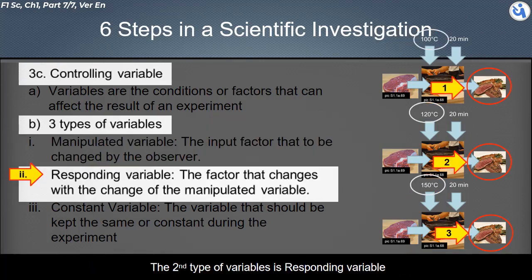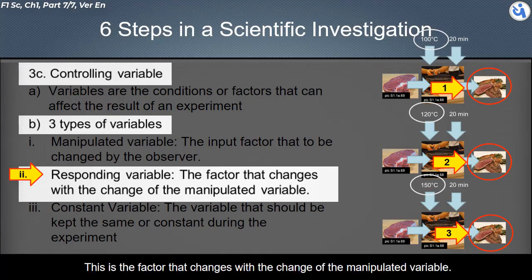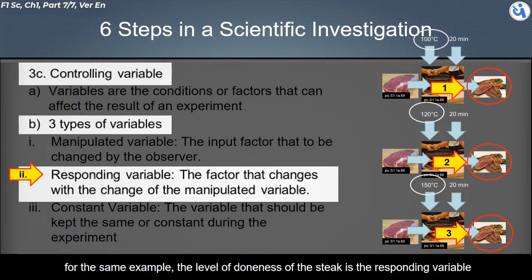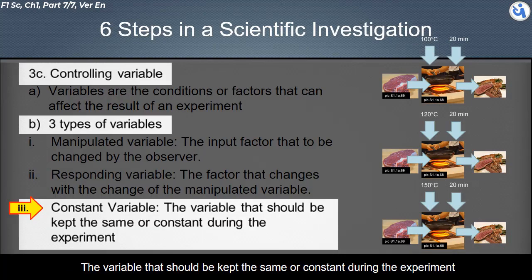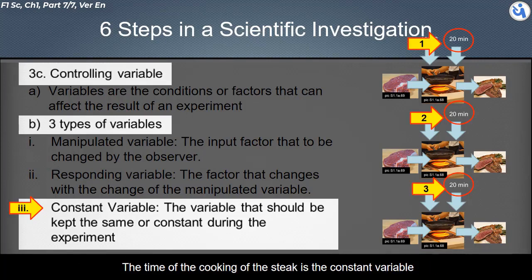The second type of variable is responding variable. This is the factor that changes with the change of the manipulated variable. For the same example, the level of doneness of the steak is the responding variable. The level of doneness of the steak will change with the temperature. The third variable is constant variable. This is the variable that should be kept the same during the experiment. The cooking time of the steak is the constant variable. For all the cooking of the steak, we set it to be constant at 20 minutes.